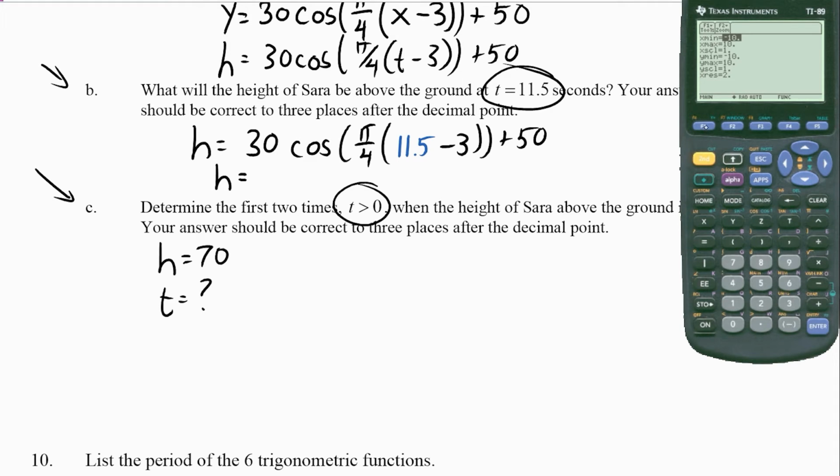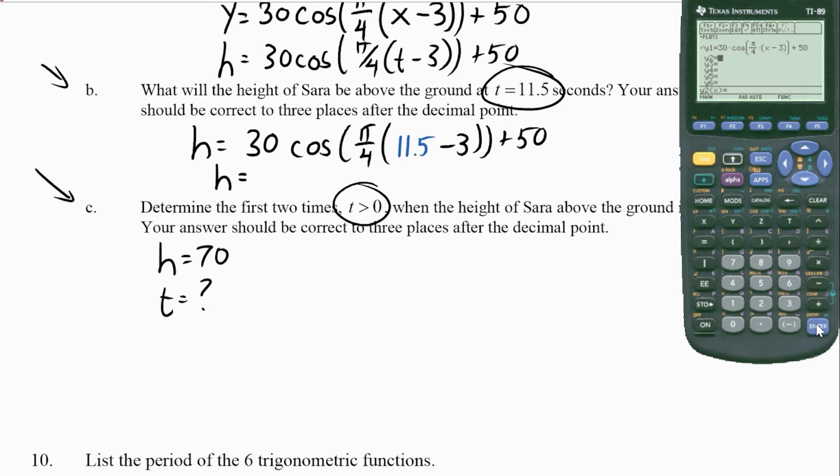So what I'm going to do here is go to the y equals. Into the y equals spot right here, we're going to type in the whole thing. 30 cosine of, I'm going to do pi divided by 4, open parentheses, and I'm going to place in x minus 3, close the parentheses twice, plus 50. Now that's going to be in my first y equals.